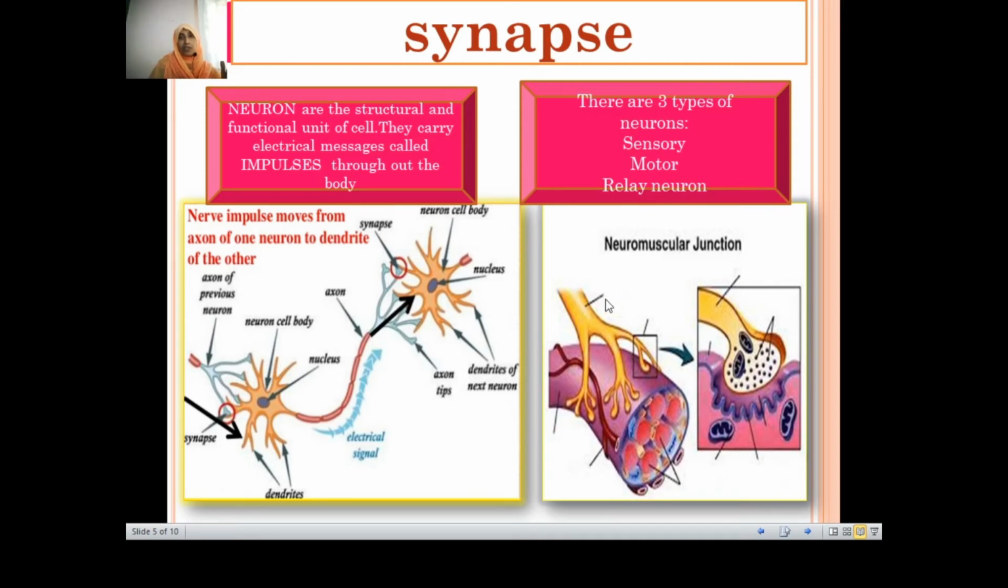what signal they receive. There are nearly three types of neurons. One that is going to sense the signal, second that is going to help in movement, and in the center there is the relay neuron. From one neuron to another neuron, this is how the signal is transmitted.